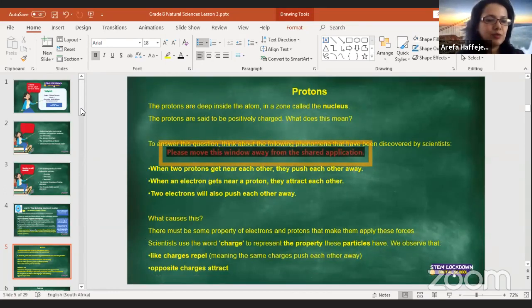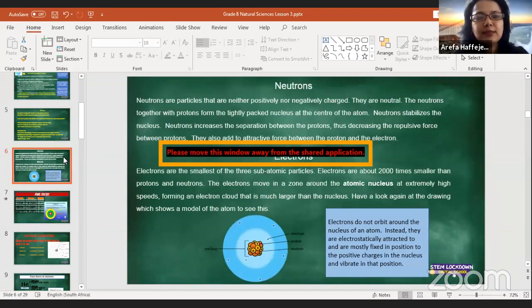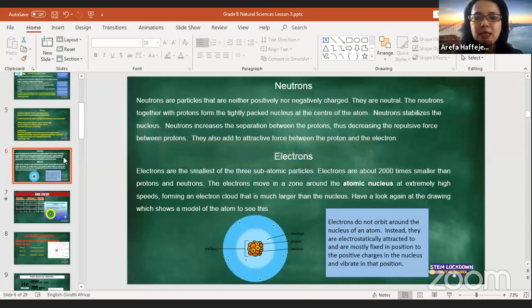So if we move on, we go to neutrons. Neutrons are particles that are neither positive nor negative. This means that it is neutral. It does not have a positive charge, nor does it have a negative charge. The neutrons, together with the protons, form a tightly packed nucleus at the center of an atom.